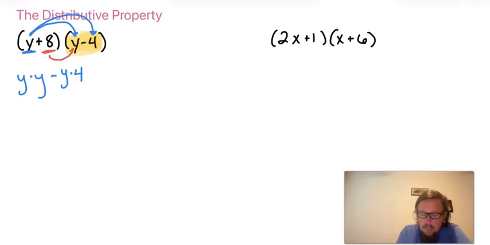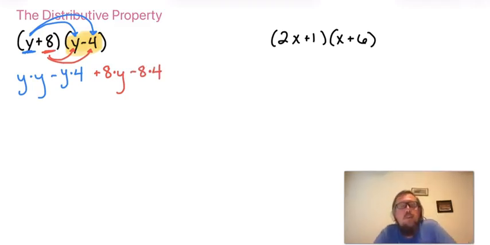8 multiplied by the y, so that's a positive 8 times y. And then 8 multiplied by 4 with a minus sign, or 8 times negative 4, doesn't matter. So it's negative 8 times 4. And that's the distributive property. First, we distribute the y to both terms, then we distribute the 8 to both terms. And now we go ahead and simplify.